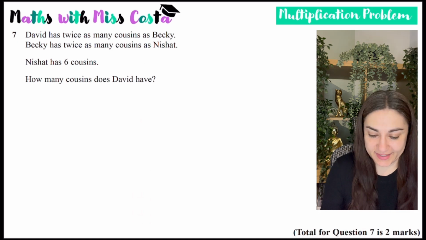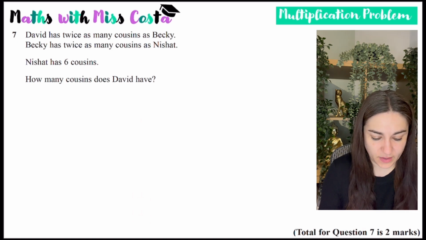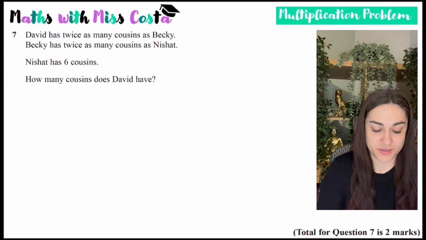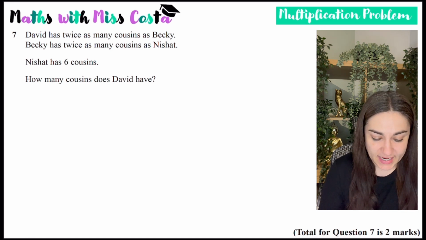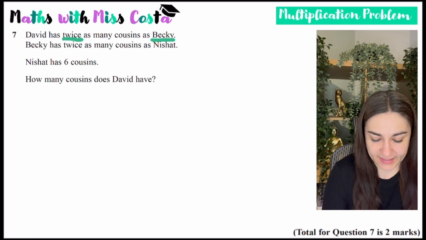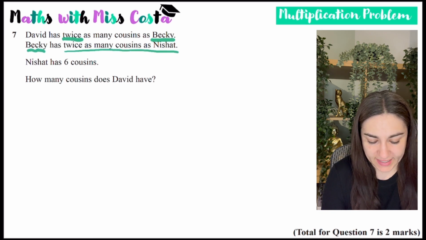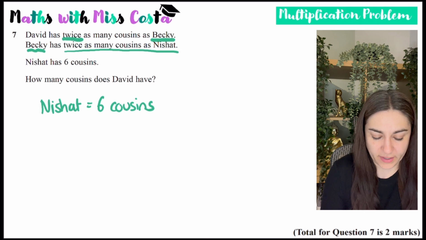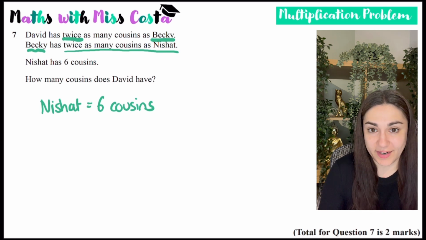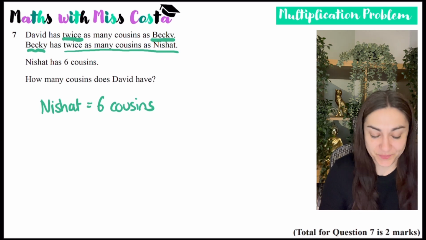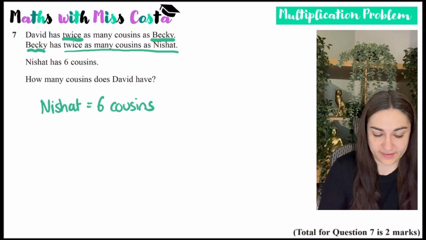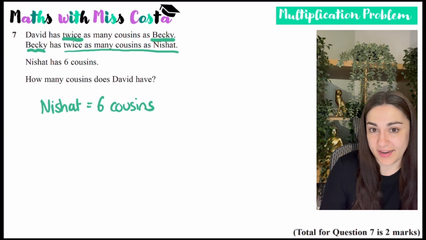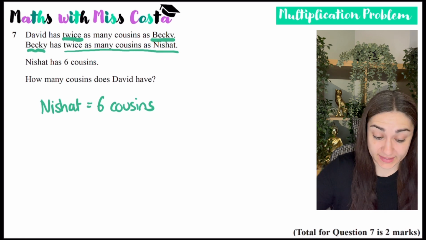Okay, next I have a worded question that is going to require some interpretation. So David has twice as many cousins as Becky, and Becky has twice as many cousins as Nishat. So Nishat has 6 cousins. What do I know about everyone else? With questions like this, it's good to just write down what you actually know. So Nishat has 6 cousins. I need to work out how many cousins David has. In order to do that, I probably need to work out how many cousins Becky has.